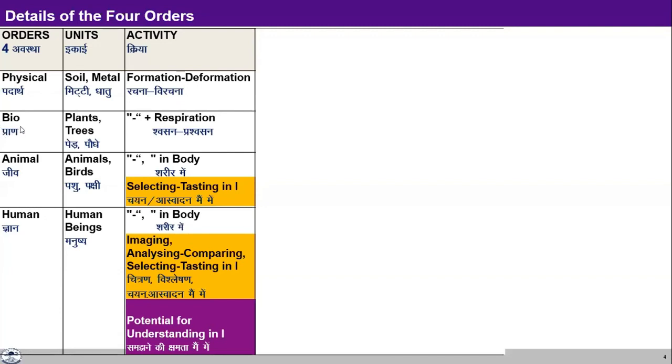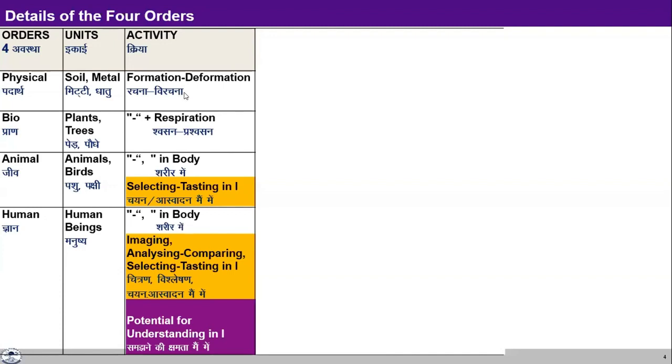When you look at the bio order, in the bio order, there is formation and deformation because, as we discussed yesterday also, bio order does include the physical order because the same units which are there in the physical order can form in a particular way to make a unit of bio order. So the plant grows from the soil. Okay, so the soil is there in the physical order. From the same physical order, a certain activity makes the plant. So in the bio order, we do have the formation and deformation.